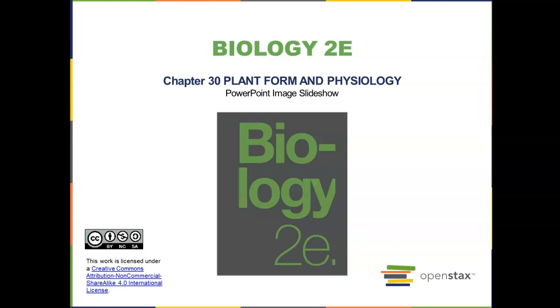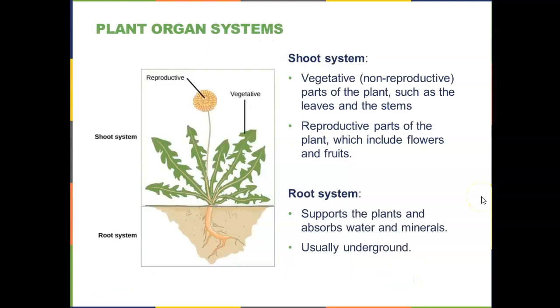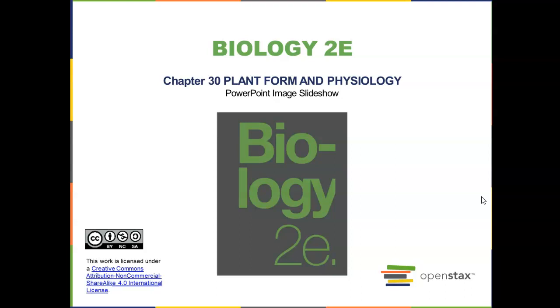This recording is for Biology 1407. This is the third chapter in Unit 4 on plant phylogeny, structure, and physiology. Chapter 30.